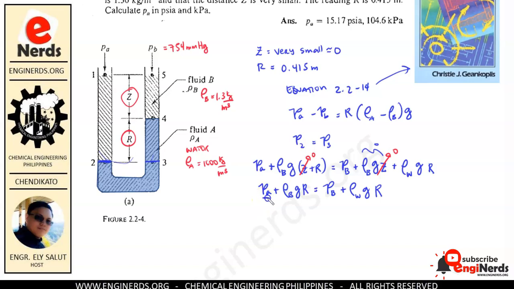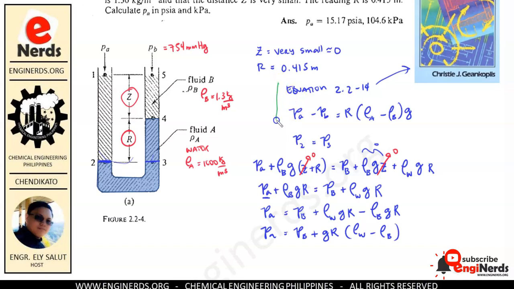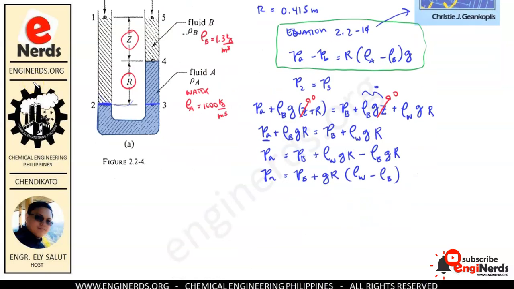So we are going to get the pressure A. So let us isolate our pressure A. We have pressure A is equal to pressure B plus density of water G R minus density of fluid B, G, and R. Now we can factor our G and R. So we have here plus G and R, density of water minus density of B. If you check now, this is similar to equation 2.2-14 that is shown in the book where we got our problem from. Okay, so now let us solve our problem.